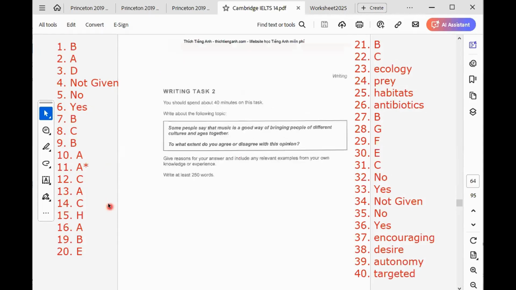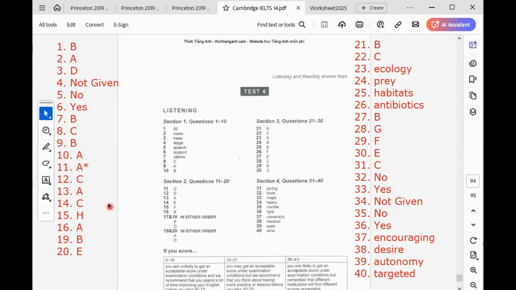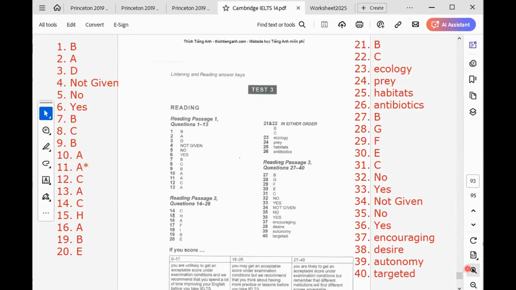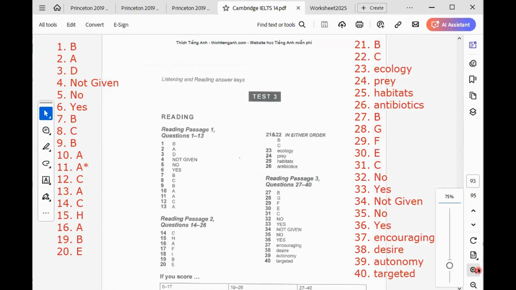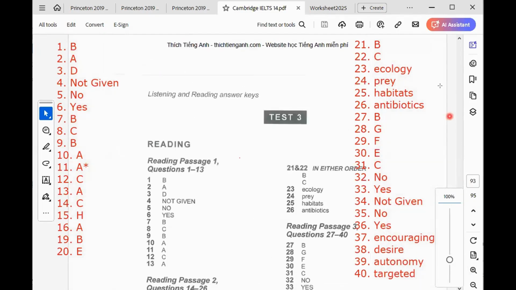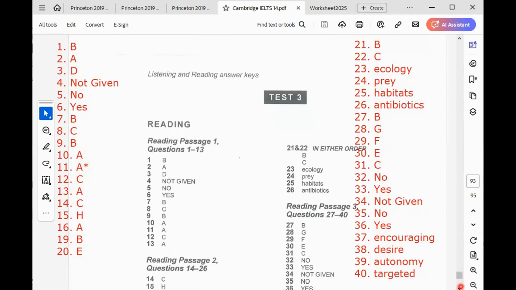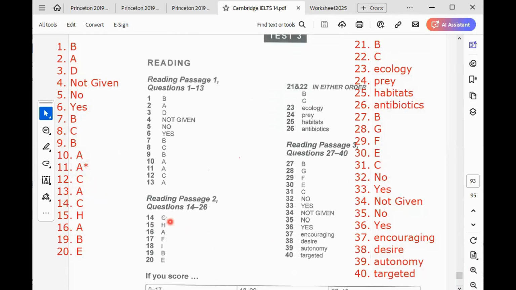So this is test 3. These are the answers for test 3. Okay, I hope you can see it. Number 1, B, A, D. Not given, no, yes. B, C, B, A, C, A. Number 13, A. Everything in passage 1 is correct. Interesting. Number 14, C, H, A.